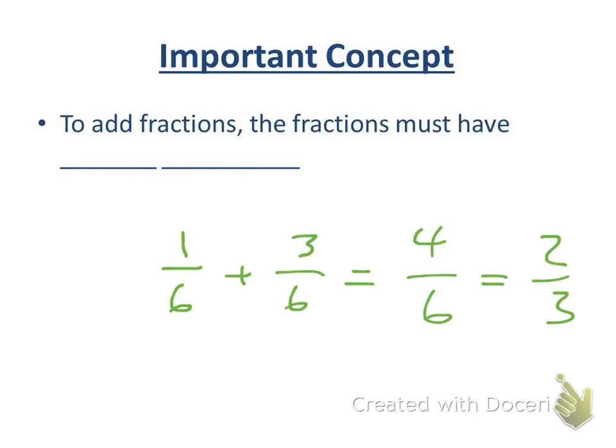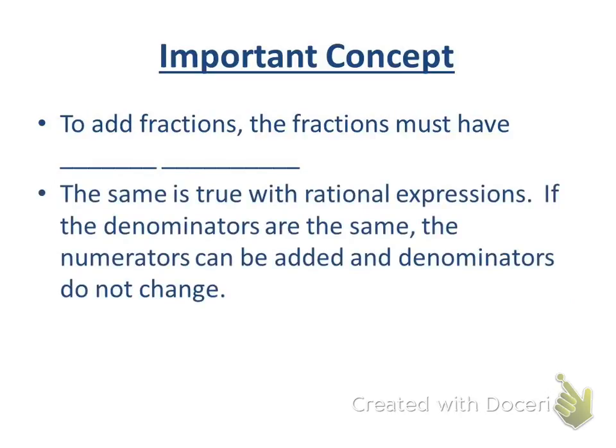So to add fractions, the fractions must have like denominators. That's true for algebraic fractions or rational expressions. The numerators can be added and the denominators do not change. So if we're adding algebraic fractions, in other words, fractions that have variables in the denominators, the denominators have to be the same in order to add them. And if the denominators are the same, then we just add the numerators or subtract the numerators, whichever rule applies, and the denominator remains unchanged. Did you all copy what you want to copy there?